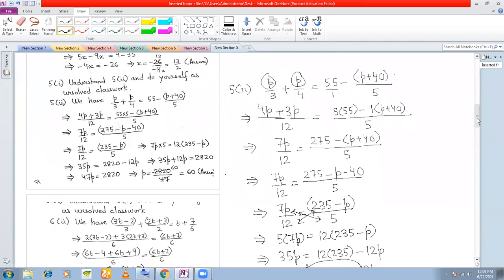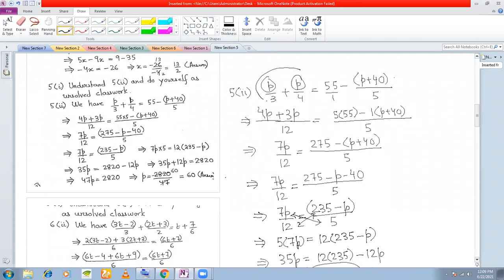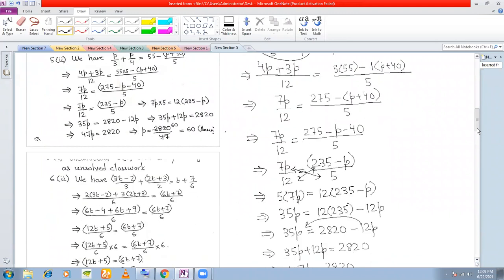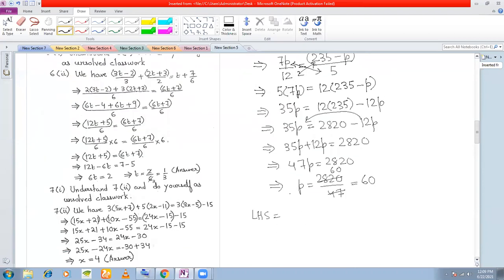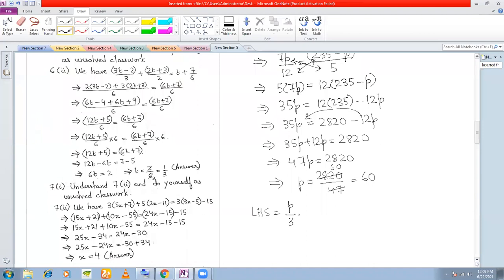If you're getting p is equal to 60, you put this p is equal to 60 on the left hand side. So what is the left hand side of the equation? Left hand side of the equation is p by 3 plus p by 4. You put 60 here. P is equal to 60 that you have got. You want to check your answer. 60 by 3 plus 60 by 4.